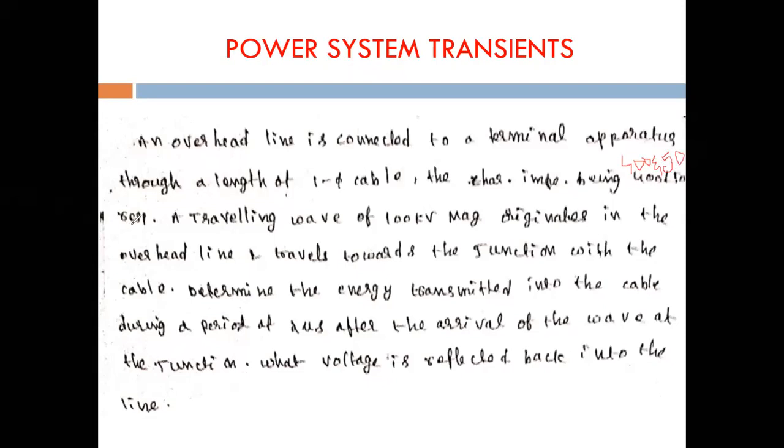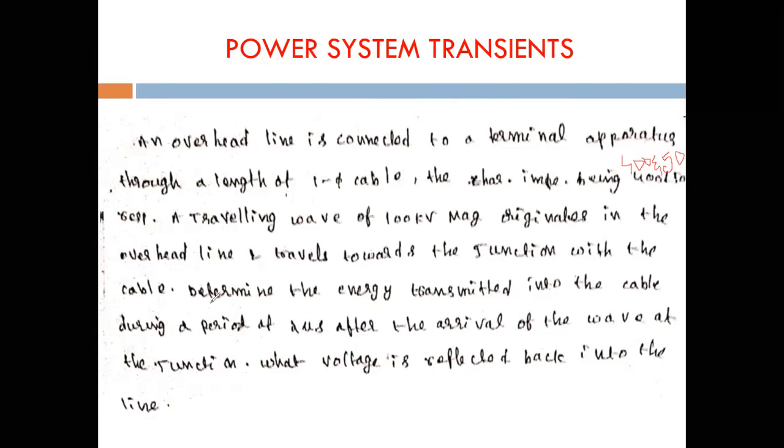A traveling wave of 100 kilovolts magnitude originates in the overhead transmission line and travels towards the junction with the cable. Determine the energy transmitted into the cable after the arrival of the wave at the junction. What is the voltage that will be reflected back into the line? We will find out what amount of voltage will be reflected back, calculated using this given data.